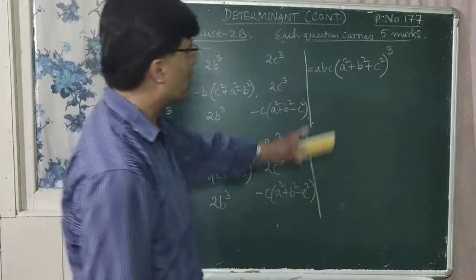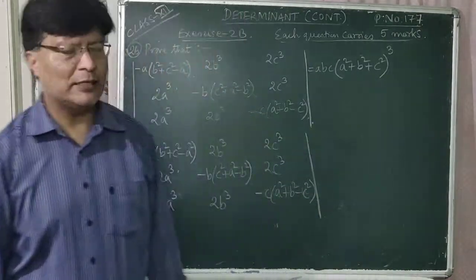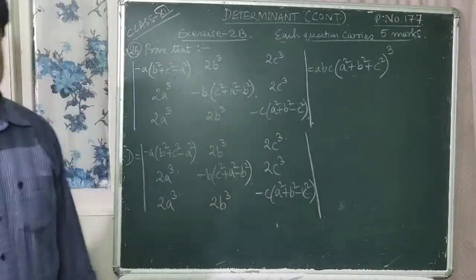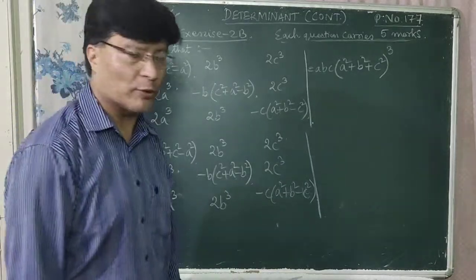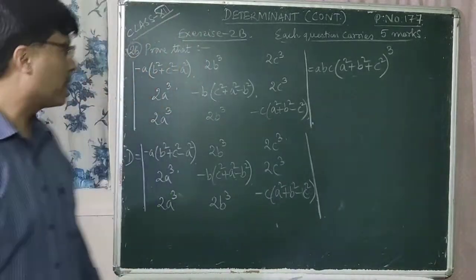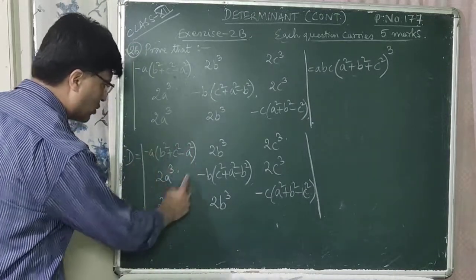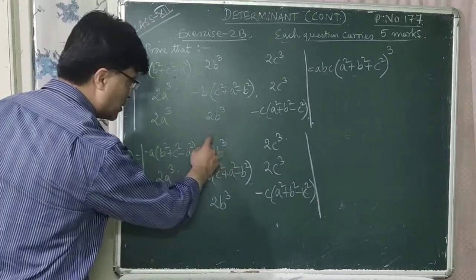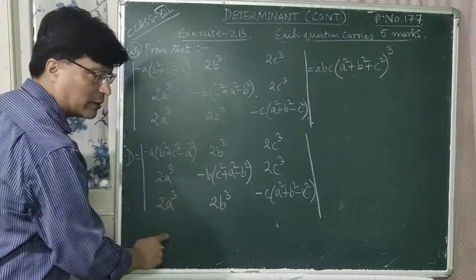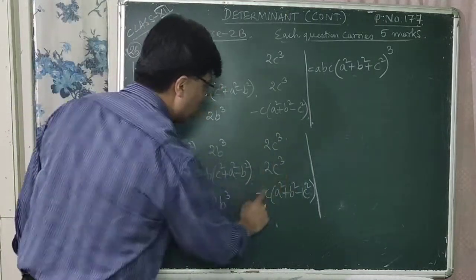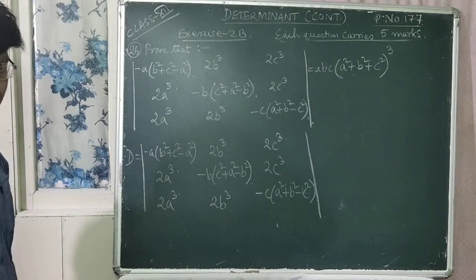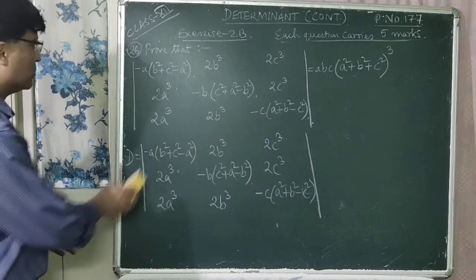But you should prove on the right hand side ABC into what? A square plus b square plus c square whole cube. You have to prove this result. Okay. So now what we will do here is, let us take common from the first column. What is common here? A is common. From the second column, what is common? B is common. And from the third column, what is common there? C is common. Let us take it outside. A, B and C as common.